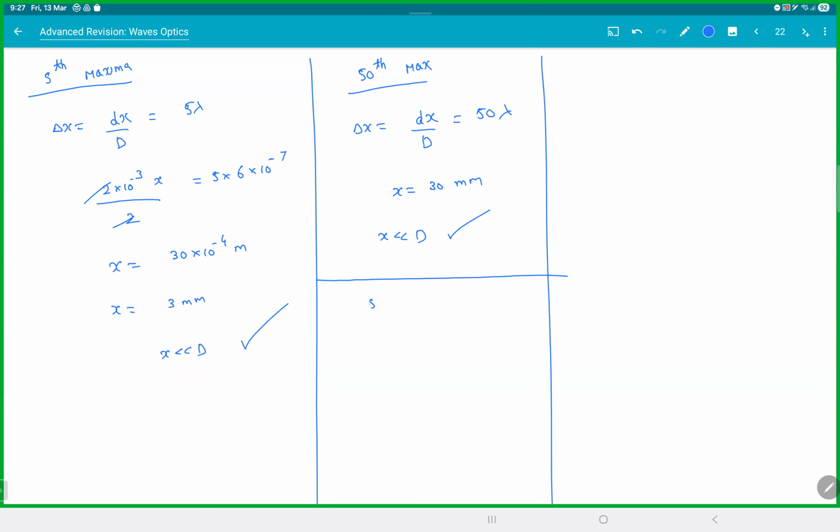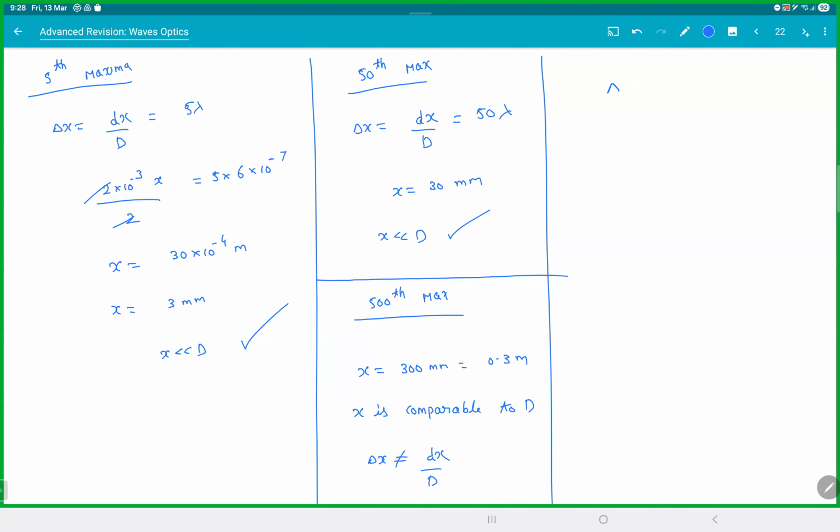But if I go for the 500th maxima, then you'll get x equal to 300 mm or 0.3 meters, isn't it? This is not small. Now x is comparable to 2 meters. That's an error of almost how much? 15%. So delta x is not equal to dx by capital D. Actually, you can use d sine theta from the beginning and do it. It will be a little work, right?